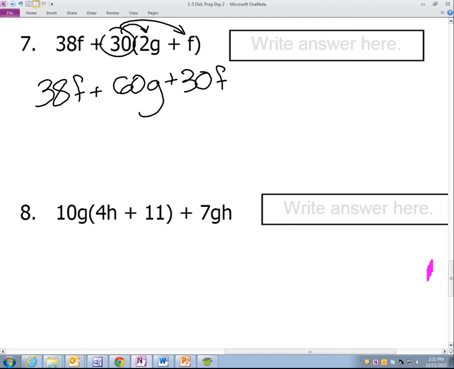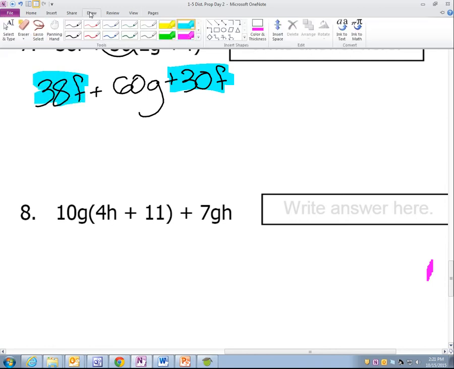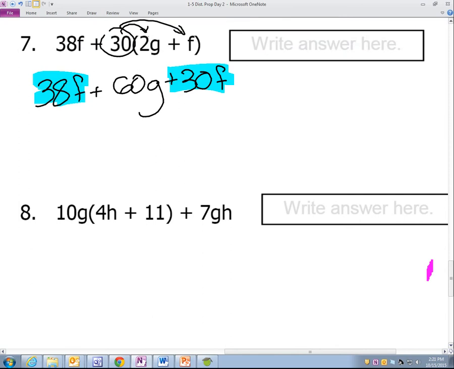I have some like terms here. I have 30F. I have 38F. And what I did is I took that plus sign with it, so I know that I have to add those two together because that's what's circled here. So I have 68F plus 60G.